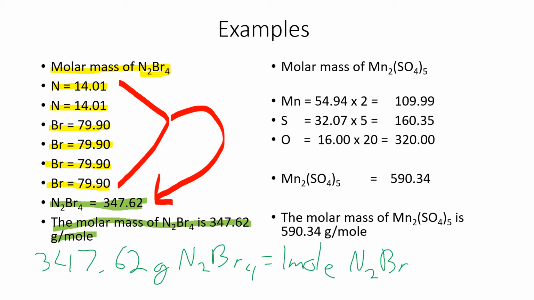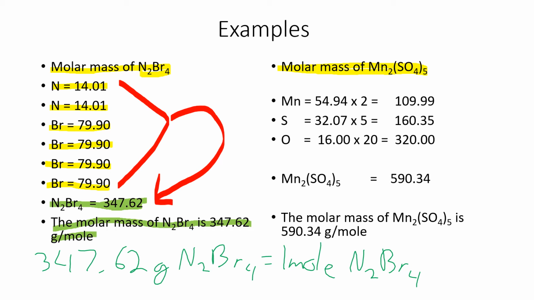Now you're just doing it for a compound. You totaled up all of the individual pieces to figure out what's going on for the total. Now we can do another example on the right-hand side for figuring out the molar mass of Mn2(SO4)5. Here you're seeing that polyatomic ion. You're seeing the parentheses. So remember, we dealt with that in the nomenclature. Again, you're just summing up all the parts.